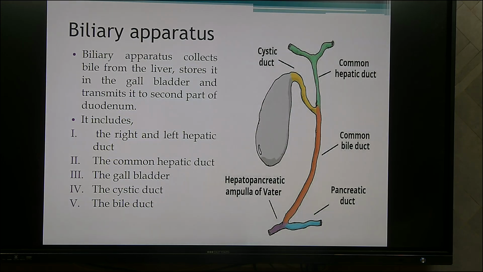Biliary apparatus. The biliary apparatus collects bile from the liver, stores it in the gallbladder and transmits it to the second part of the duodenum, which includes the right and left hepatic duct, the common hepatic duct, the gallbladder, the cystic duct and the bile duct.